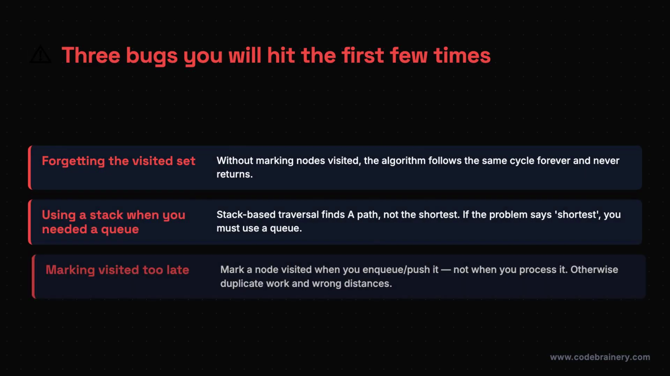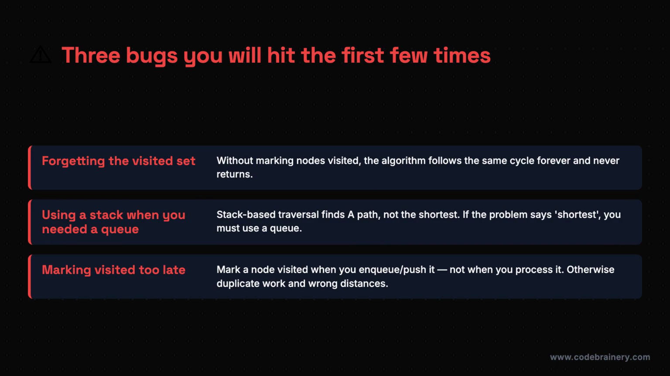3 bugs you will hit the first few times. 1. Forgetting the visited set. You loop forever. 2. Using a stack when you needed a queue. Wrong shortest path. 3. Marking visited too late. You process the same node twice.